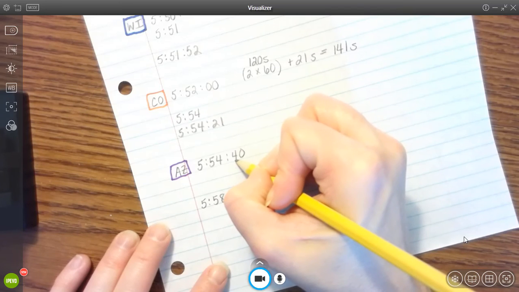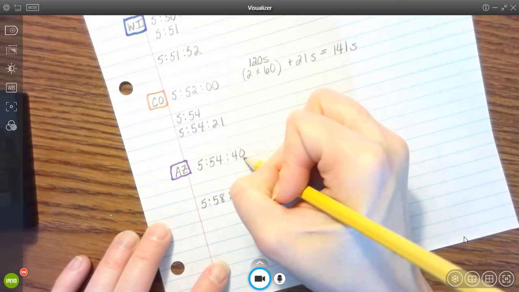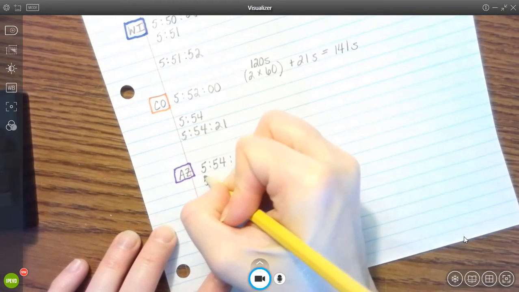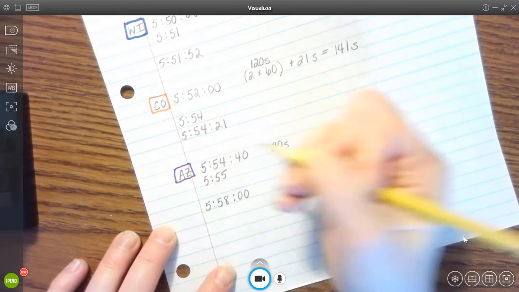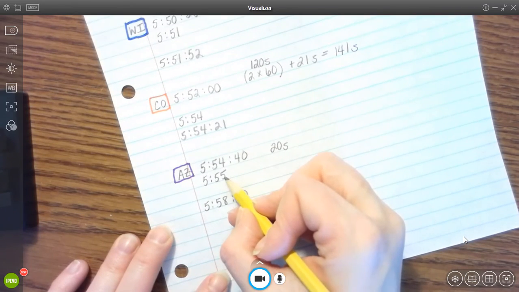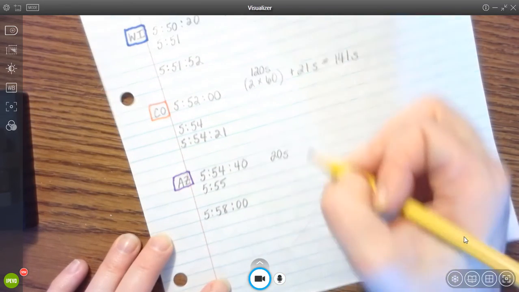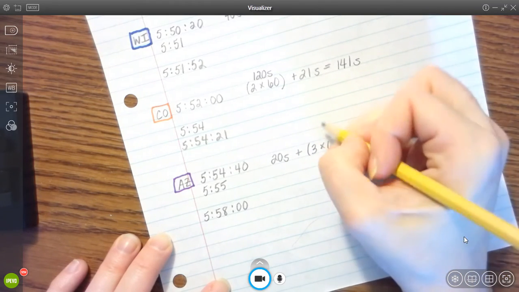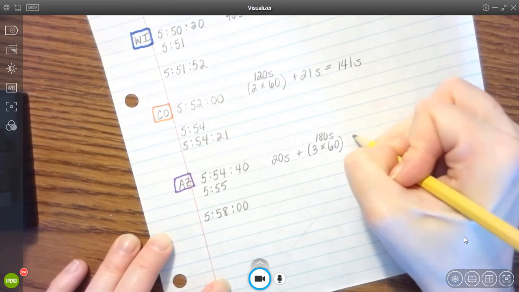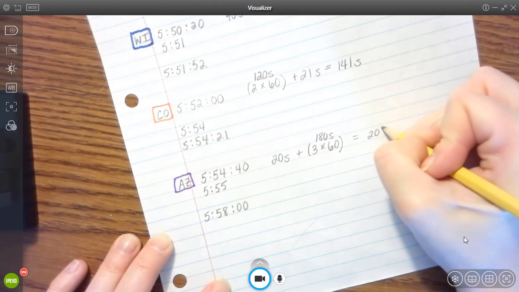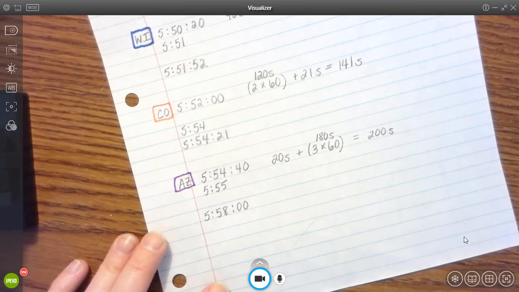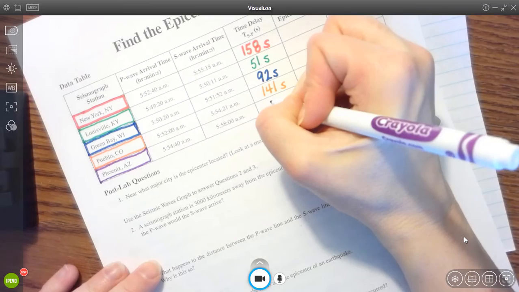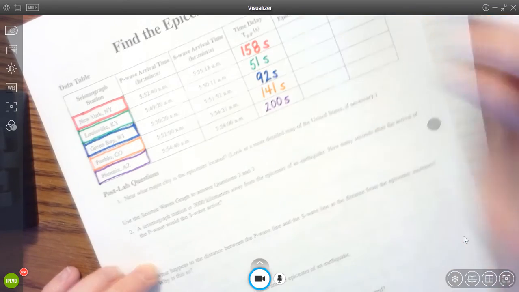Again, I count up. So 40 seconds, I'm going to need 20 more seconds to get to the next whole minute. So 20 seconds is going to get me to 5:55. And then how many minutes are between 55 and 58? That's 3. So plus 3 times 60, so that's 180 seconds. So 20 plus 180 is 200 seconds. So then go back to my data table and fill in 200 seconds.